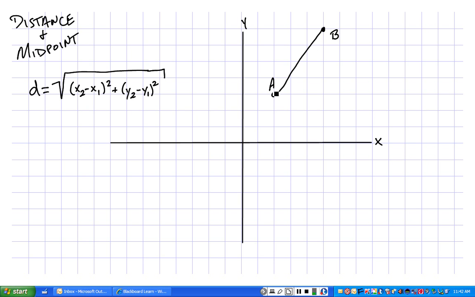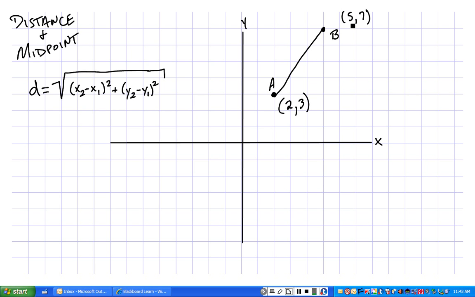In this case, we're talking about points A and B. Point A is over 2 on the x, so that's positive 2, and up 3 on the y, so positive 3. Point B is over 5 on the x and up 7 on the y. So in this case, my x1 would be 2, y1 would be 3, x2 would be 5, and y2 would be 7.